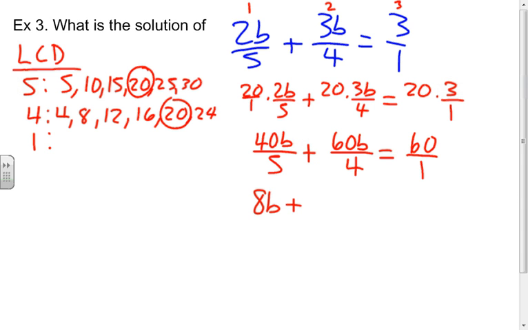60 divided by 4 is 15. 60 divided by 1 is 60. And right there, all of my fractions are gone. I don't have to deal with fractions anymore. Now it's just a normal problem like we've been doing.